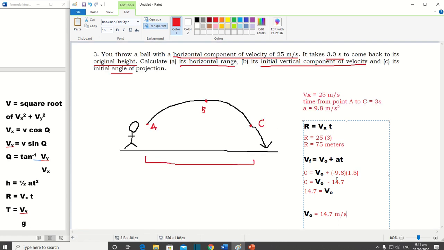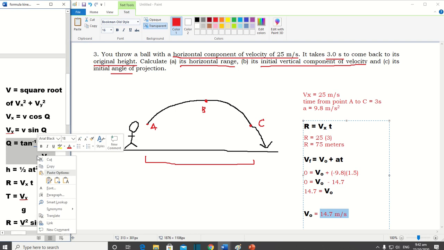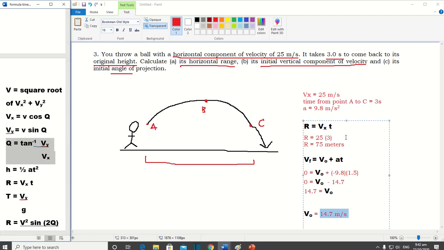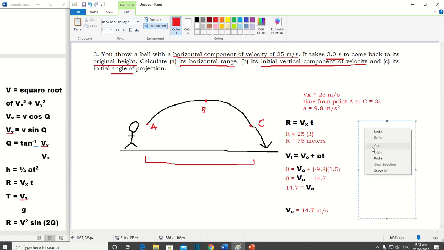Ngayon, we have to find the initial angle of projection. So, ngayon, meron na tayong V sub Y, which is 14.7. Meron na tayong V sub X na 25 meters per second. So, next step natin is to make use of this formula for angle. Ito, theta is equivalent sa V sub Y over V sub X. So, saan natin kaya ilalagay? Move natin to. And then, ito. Lagyan natin. Yan. So, kailangan natin gamitan ng inverse tangent ng V sub Y over V sub X.